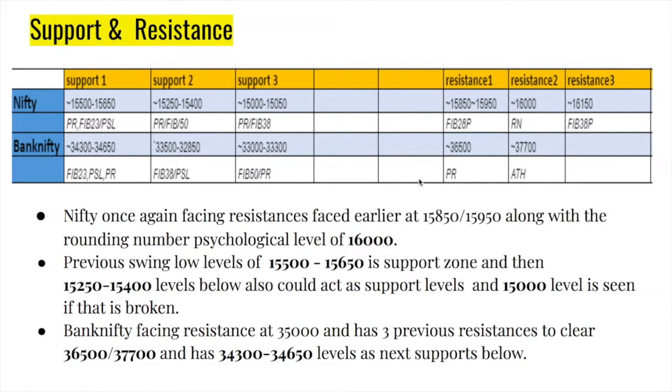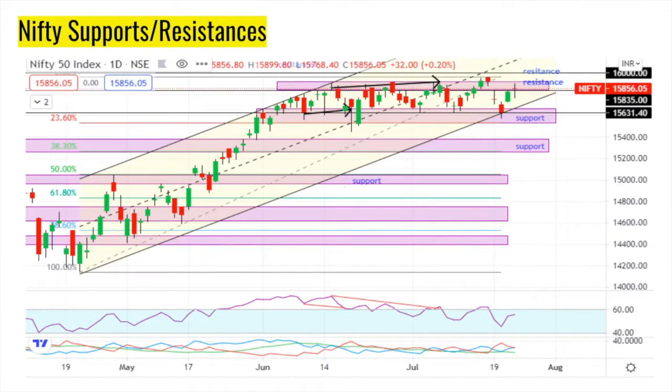Now the resistance for the BANKNIFTY is 36,500, which is the previous resistance, and then 37,700, which is the all-time high. So those are the two major resistances that you can see there. So that's about support and resistance. The same thing you can see here, whatever we mentioned, those levels you can see.